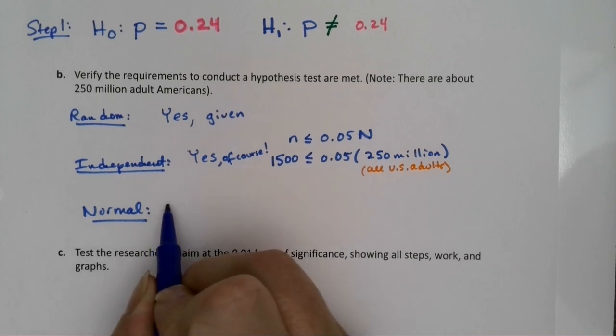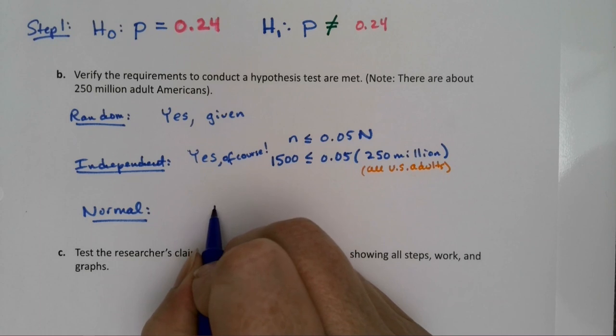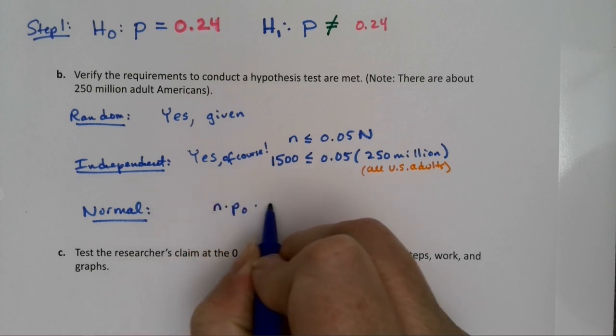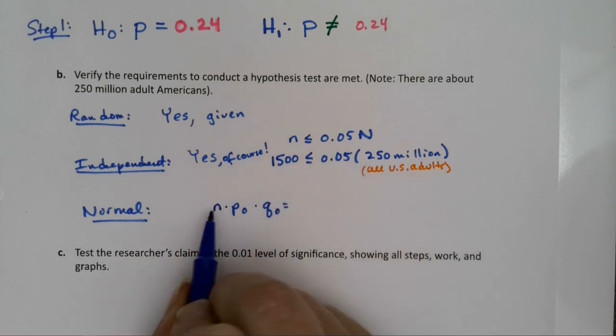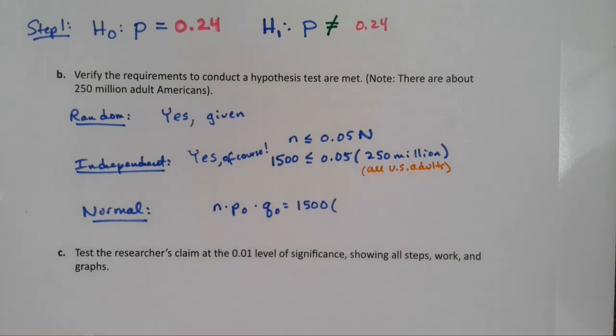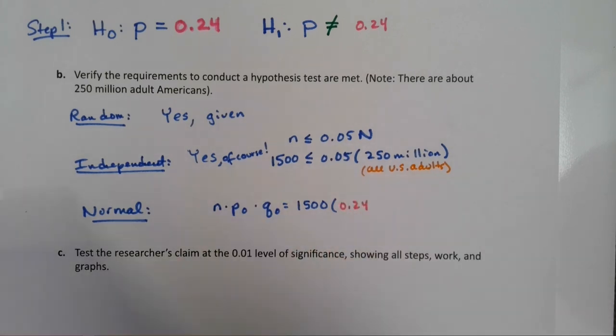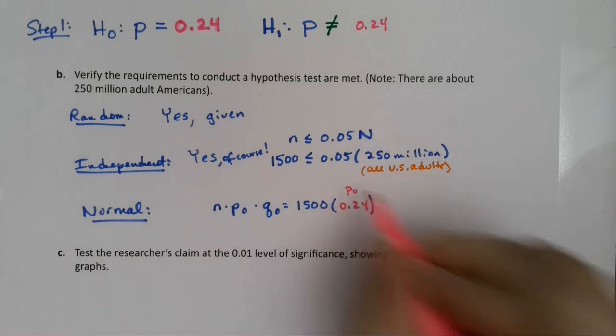All right, so now let's prove normal. I'm betting it's going to be yes. It usually is, but let's prove it. So it's n times p0 times q0. All right, n was 1,500. P0 is 0.24. Right, it's the value from our null hypothesis. So this is P0 right here.